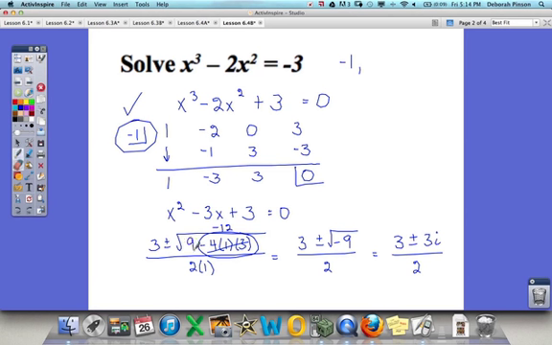So b squared is 9, which means I'll have 3 here. Which means right here, I'll have i root 3. Okay, so here then are my two answers: 3 plus or minus, I'm making a lot of mistakes today, 3 plus i root 3 over 2, and 3 minus i root 3 over 2.